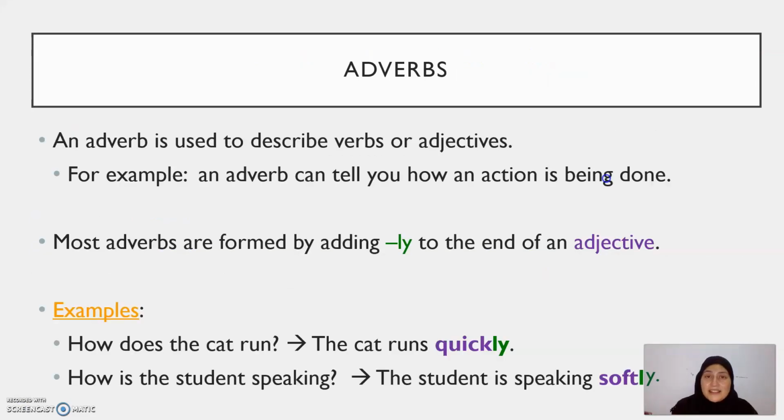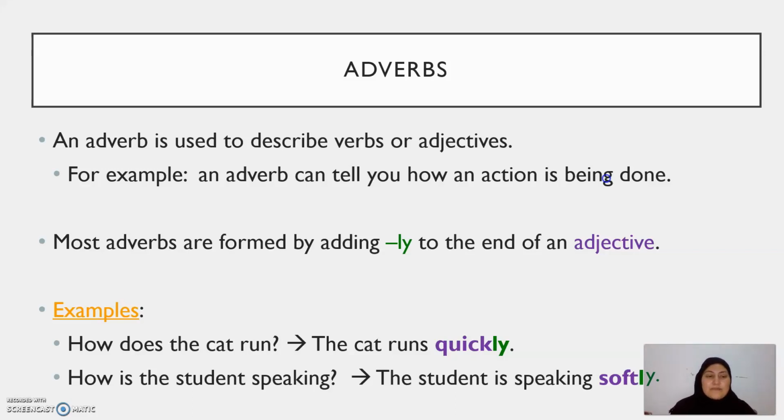The last part of today's lesson is adverbs. An adverb is used to describe verbs or adjectives. For example, an adverb can tell you how an action is being done. Now, making adverbs is pretty simple. Most adverbs are formed by adding ly to the end of an adjective.